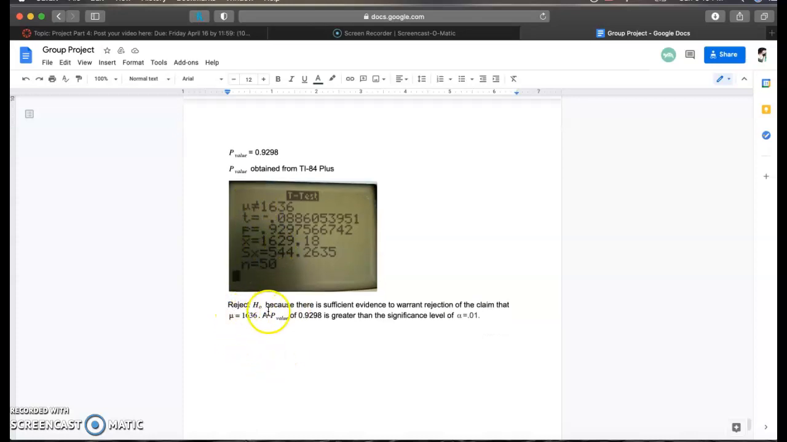Our final answer was to fail to reject H0 because there is not sufficient evidence to warrant the rejection of the claim that the mean was 1,636. A p-value of 0.9298 is greater than the significance level of 0.01.